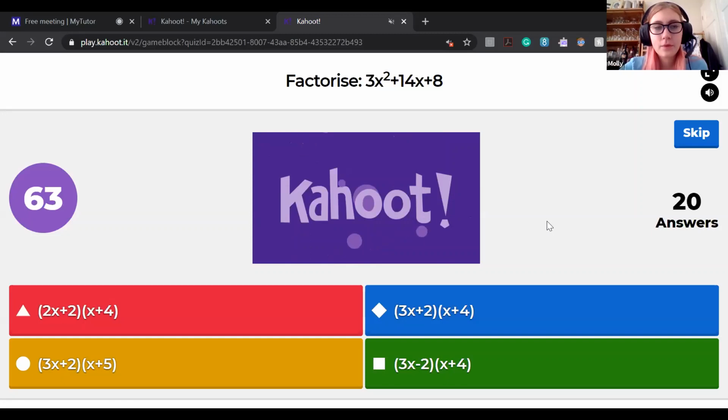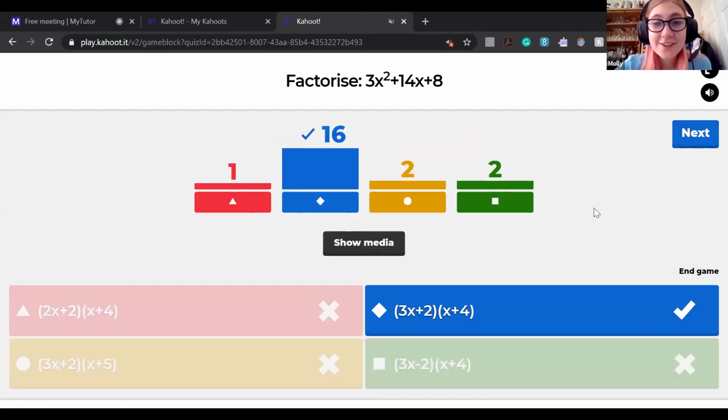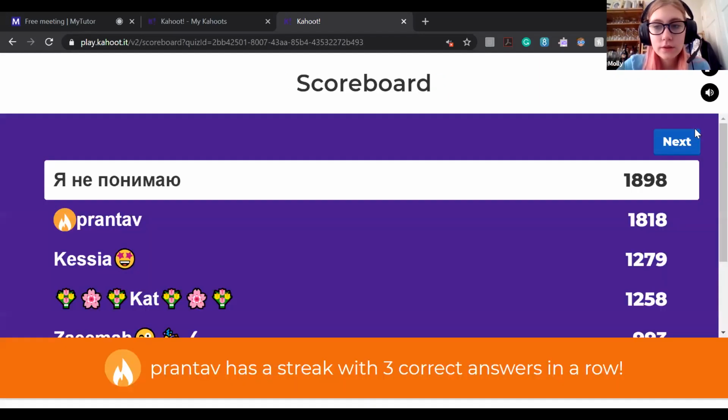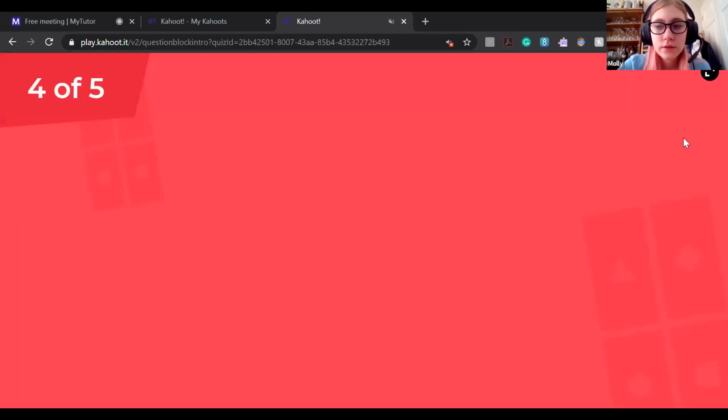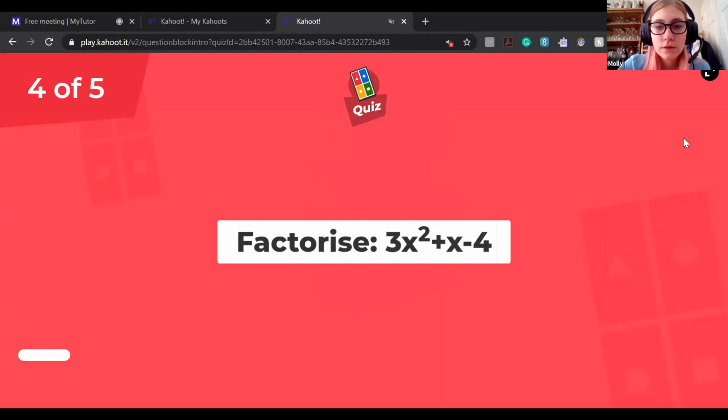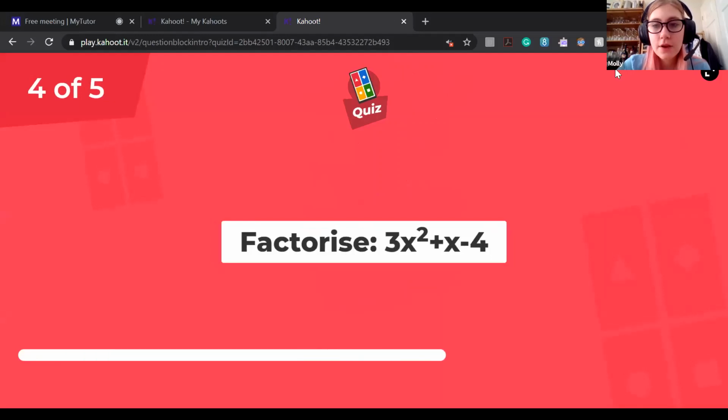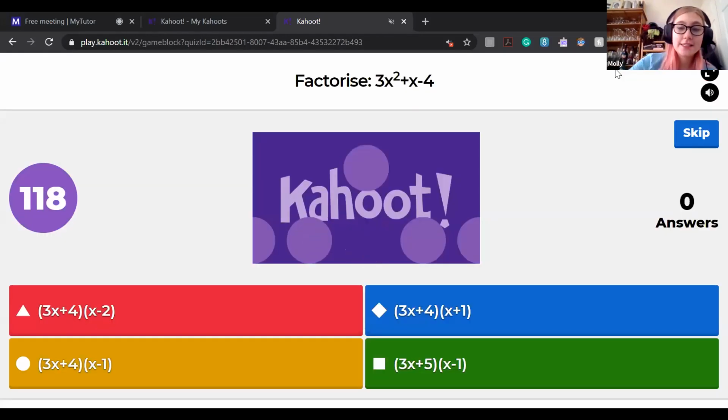Okay. Sorry if you didn't quite get a chance to do that. Well done. Really, really good. So we know that it's got to be a 3x and an x, and then we can see that the 8, we can split into 1 and 8 or 2 and 4. Okay, another factorizing one. I'll give you a minute for this one.